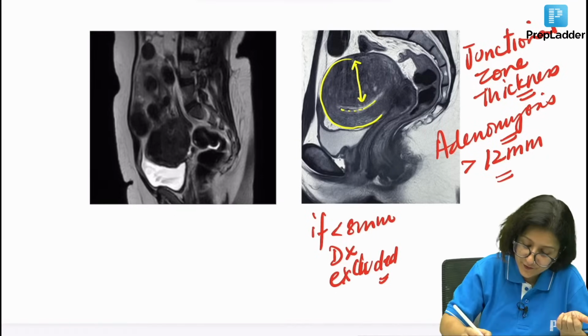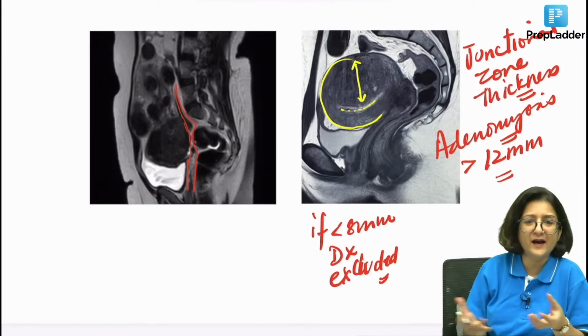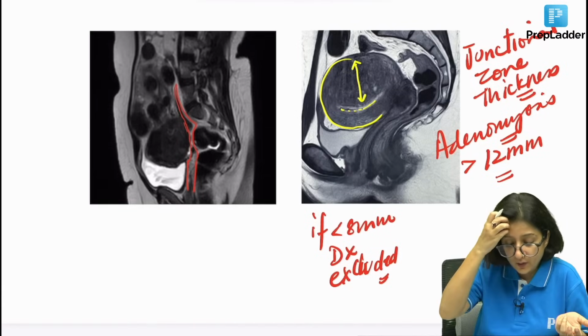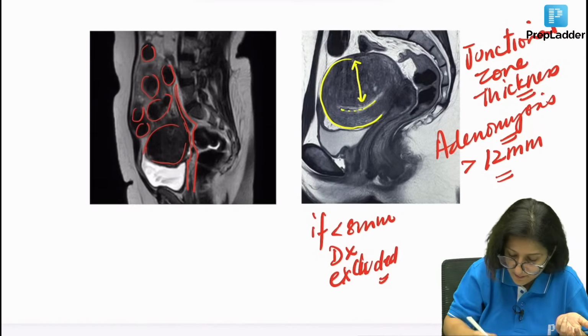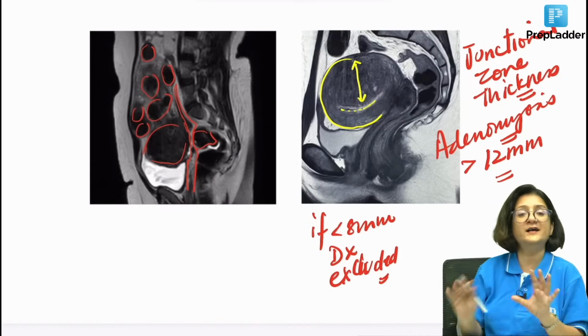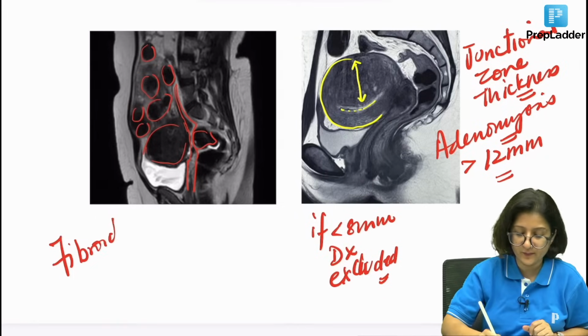Image on the left. This is the vagina. This is the uterus. I'm just explaining; I already know the films. What I want you to understand here is that multiple fibroids are there, clearly demarcated. Multiple fibroids, a completely huge, big uterus. So this here is fibroid.